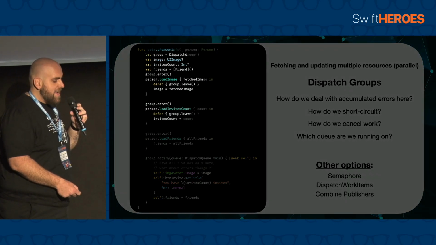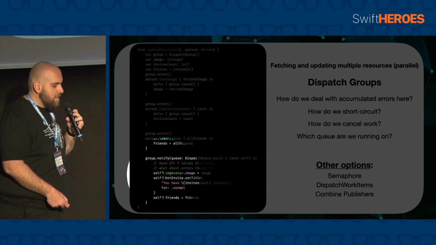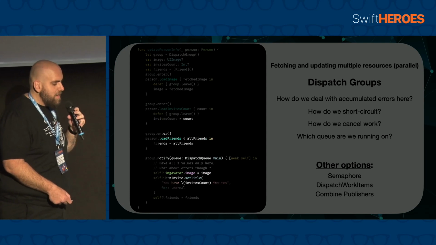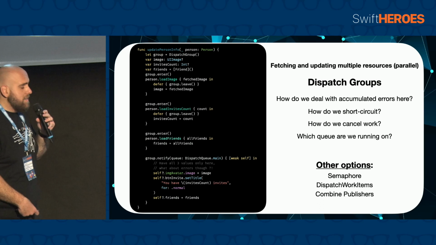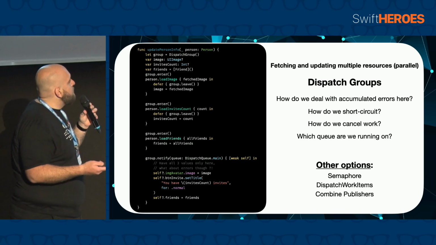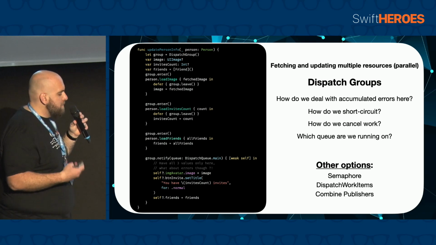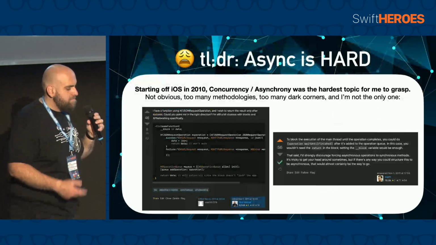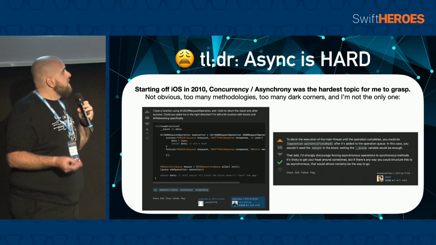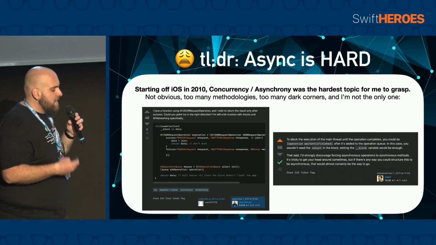We kind of have to enter and leave every group as we run our code, and eventually we have to do this notify thing. So it's a lot of work and very easy to get wrong. We have some other options like using semaphores and dispatch work items, and of course Combine publishers, but they are a bit more involved. So my point is really that concurrency is just hard.